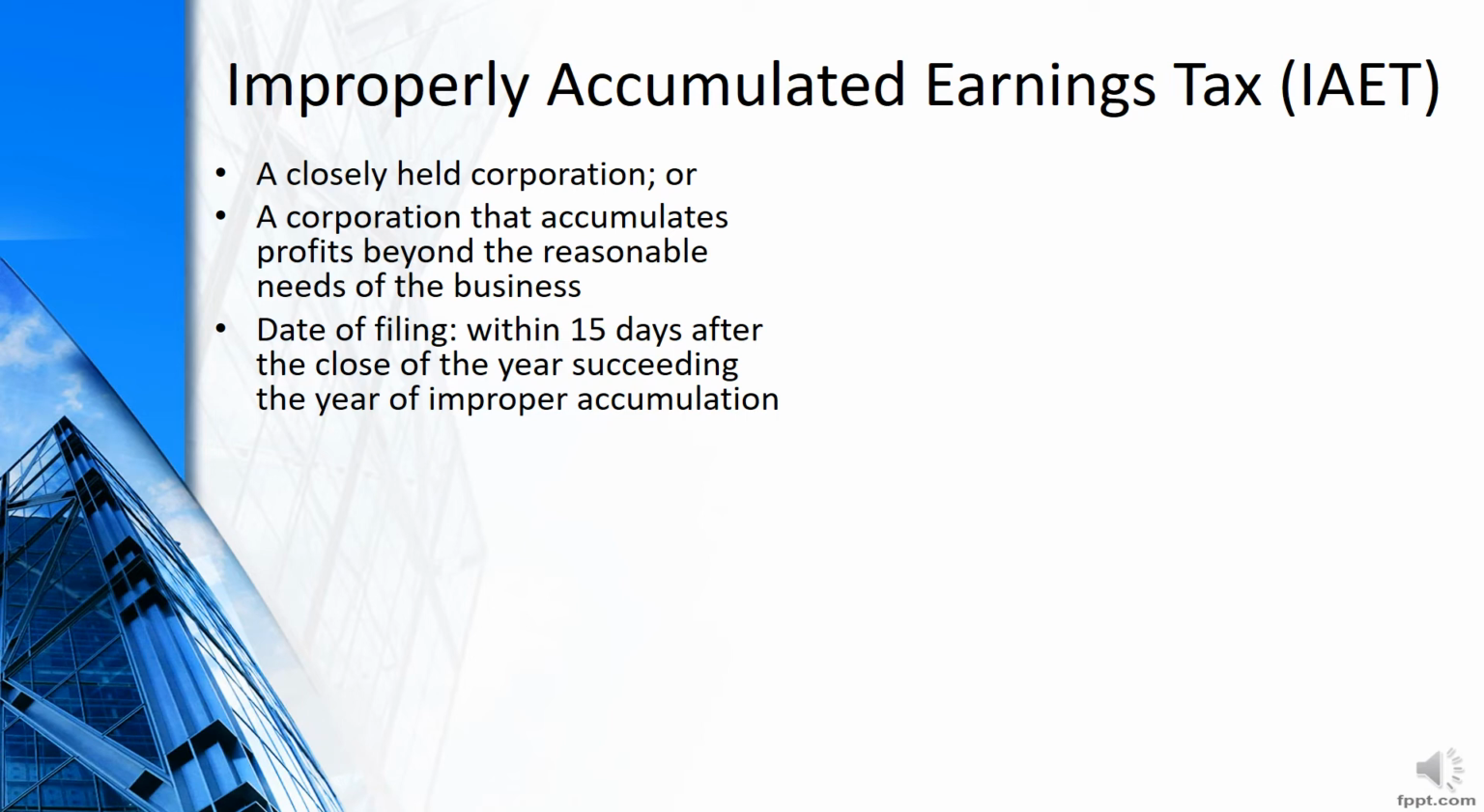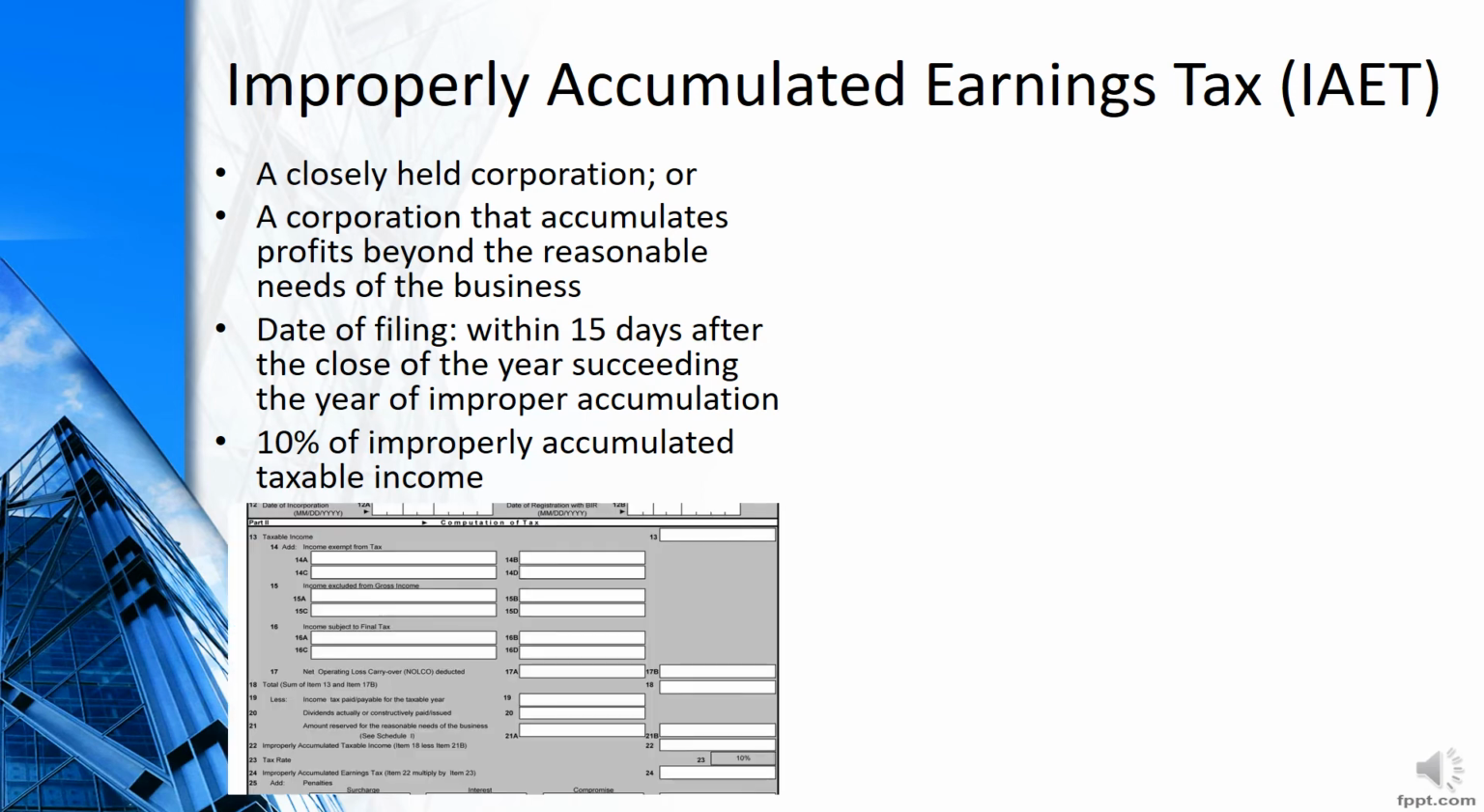Closely held corporations are those corporations controlled by not more than 20 individuals, or at least 50% in value of the outstanding capital stock, or at least 50% of the total combined voting power of all classes of stock entitled to vote, is owned directly or indirectly by or for not more than 20 individuals. The improperly accumulated earnings tax is 10% of the improperly accumulated taxable income.